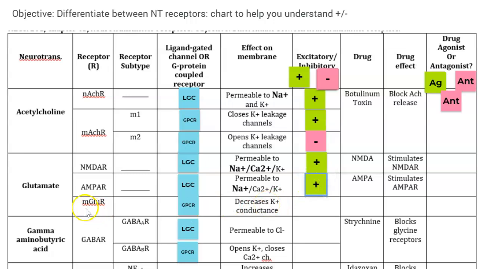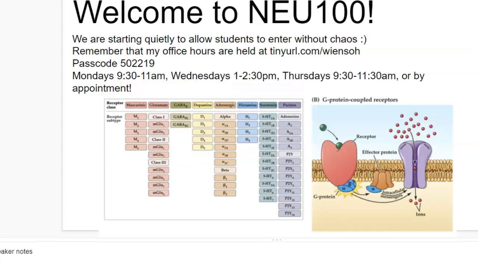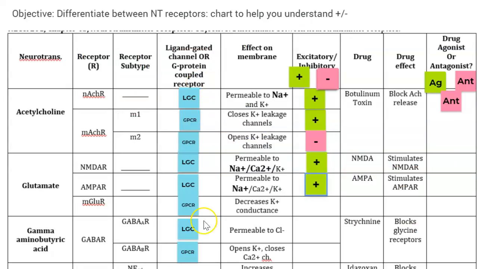The metabotropic glutamate receptors, if we go back to our submitted questions that we looked at, these are the glutamate receptors, and you can see how many there are. So there's a lot of them, and so I've only generalized within the Jamboard just the main ones, right? And those decrease potassium conductance, so that's decreasing potassium leaving the cell, right? And so that is going to be excitatory.